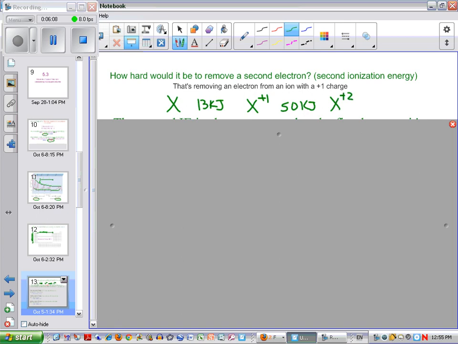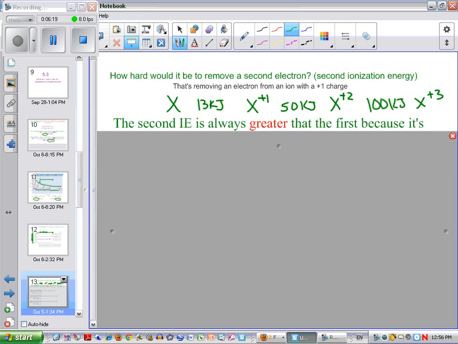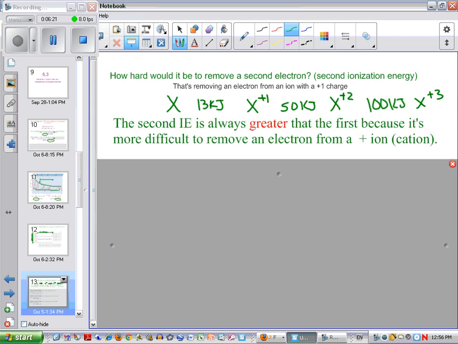What about if I want to remove the second one? It's going to be harder, maybe 100 kilojoules of energy to remove that one. You guys see that trend? Now, the second ionization energy will always be greater than the first. The third ionization energy will always be greater than the second. Fourth, always greater than the third, so on and so forth, because you're becoming more and more positive. Therefore, you have more and more protons pulling on less electrons. Well, you actually have the same number of protons, just pulling on less electrons.